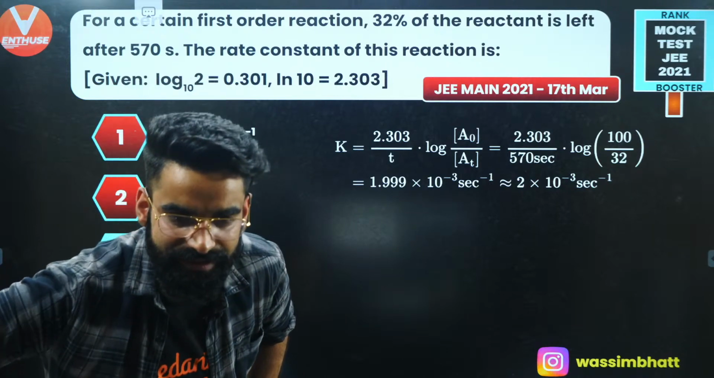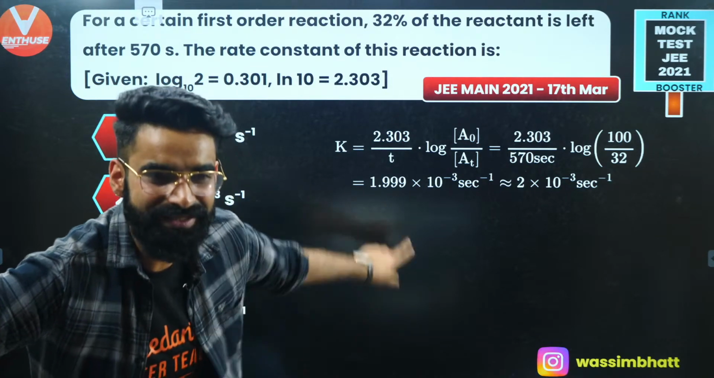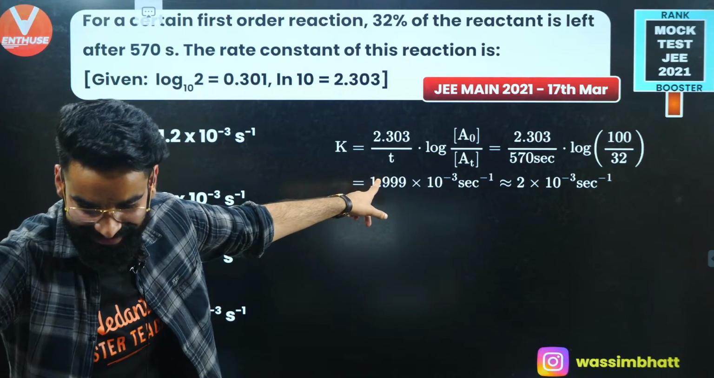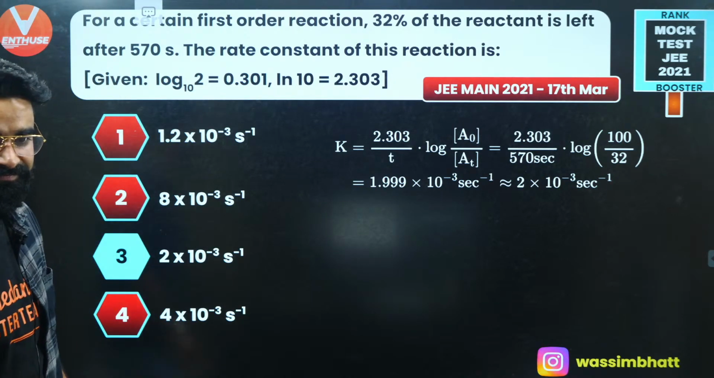About Sohail's question: sir, can't we take T as degree centigrade? Bro, this T is not temperature. It is the time. It's not temperature, okay?